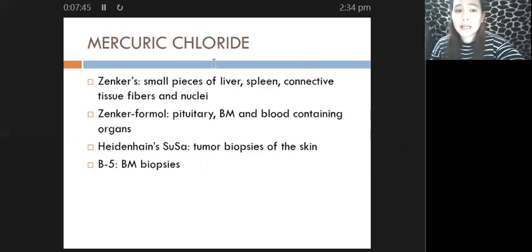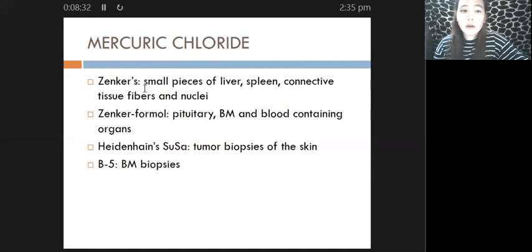So one common disadvantage of your mercury chloride-based fixatives is that the tissue may contain black precipitates. Okay, so that is a common disadvantage of your mercury chloride-based fixative. So merong black precipitates yung tissue samples natin. Okay? So, there is an exception to this rule. All of them are liable to form black precipitates except in the case of your Heidenhain-Susa. All right?